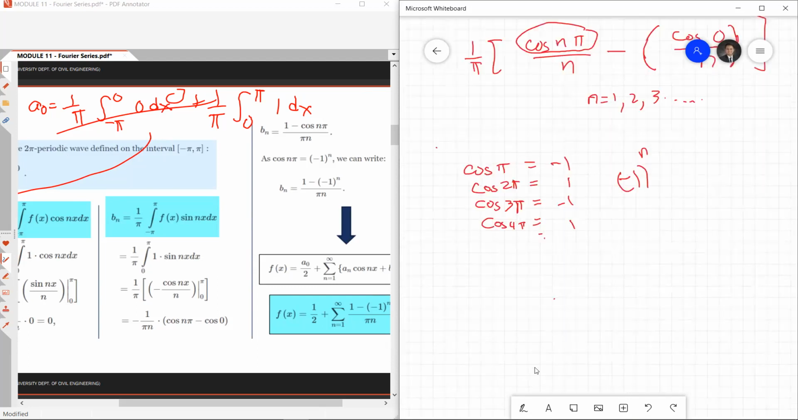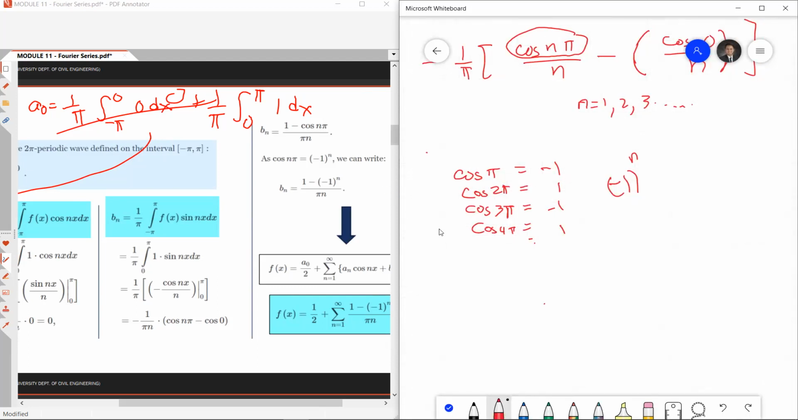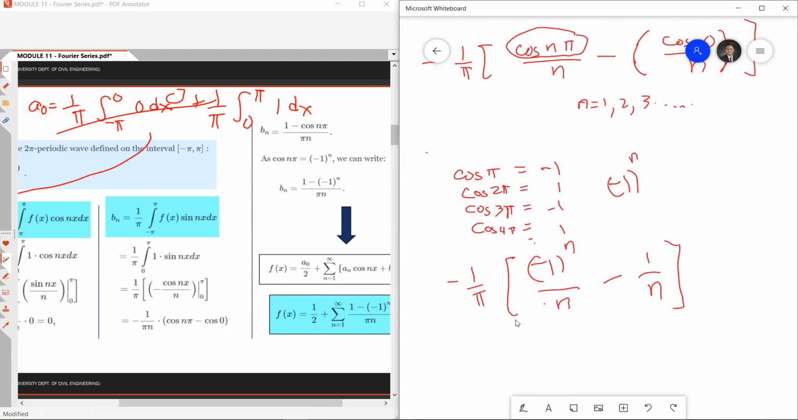So, pwede na natin siyang isulat dito. This one is negative 1 over pi. As you all know, cosine n pi is negative 1 raised to n divided by n, minus cosine 0 over n, that is always 1 over n. Okay? So, this one is negative 1 over pi, negative 1 raised to n over n minus 1 over n.